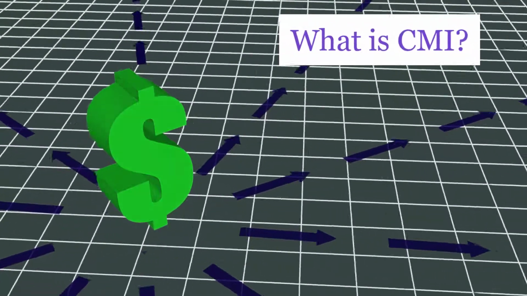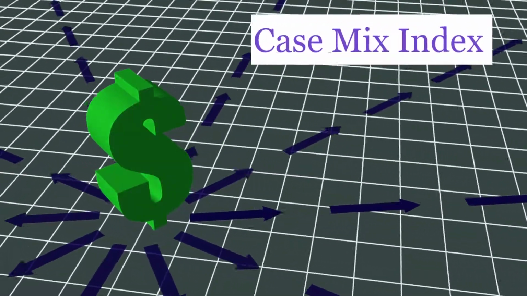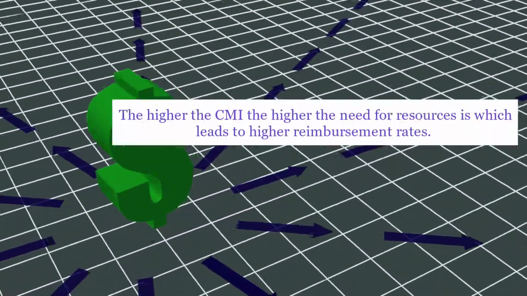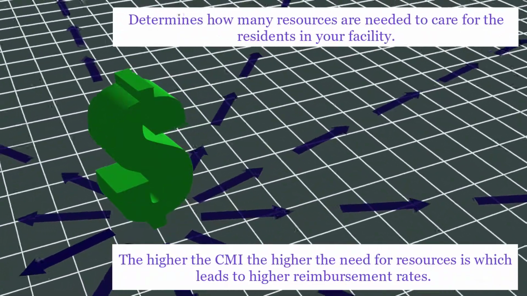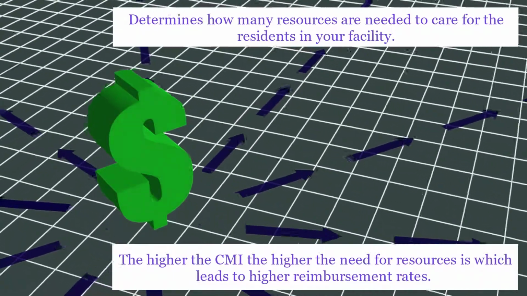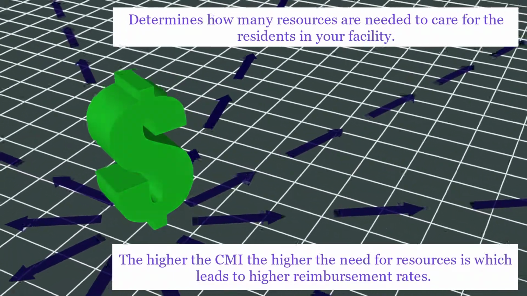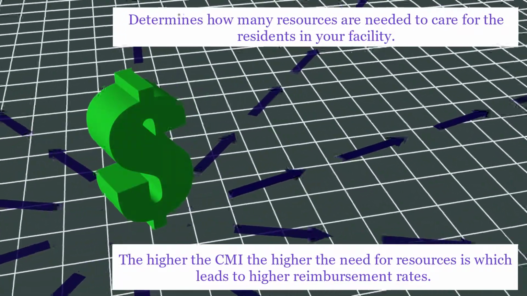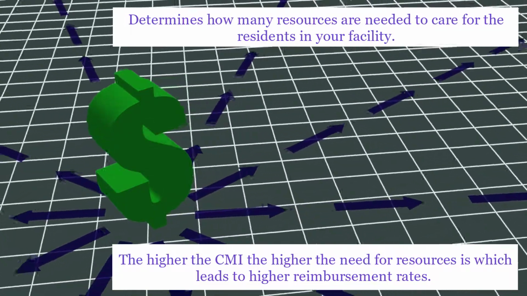So what is CMI? CMI is also known as case mix index. The case mix index is an average of RUG values that are assigned to all OBRA assessments. This average helps determine the number of resources your facility needs and uses. A higher CMI value indicates a need for more resources, which can result in higher reimbursement rates.